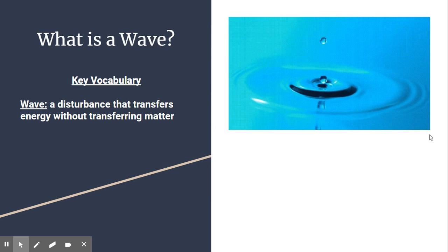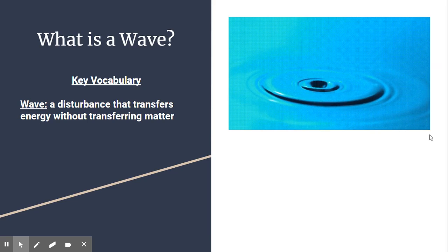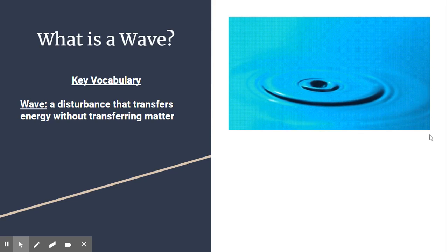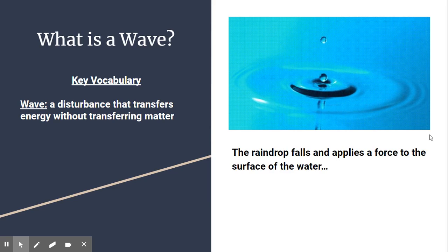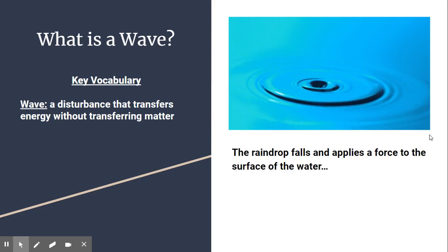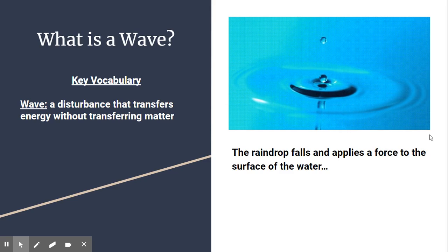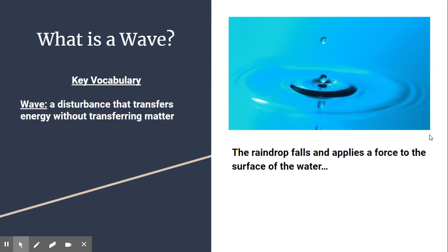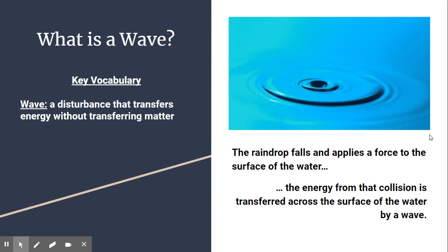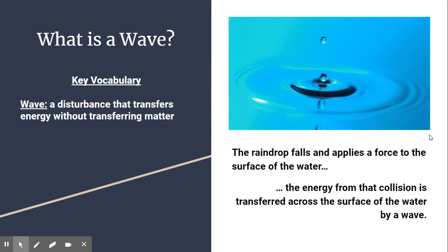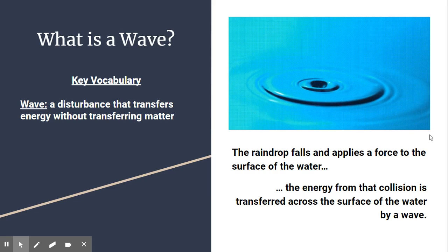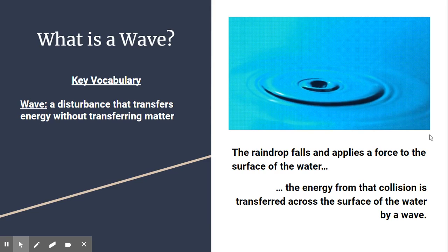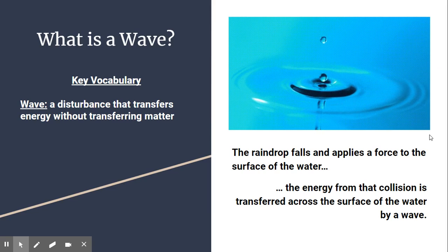Think about falling water. You've seen raindrops falling on a surface of water. The water drop is falling. It's being pulled by gravity. That force of gravity ends up causing that water droplet to go smashing into the surface of the water. The energy from that descent, as it's being pulled down, it's accelerating, moving faster and faster and faster. The energy of that acceleration is transferred across the surface of the water by a wave.